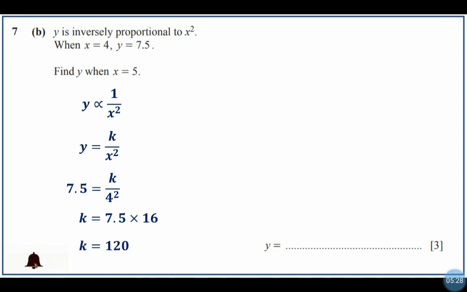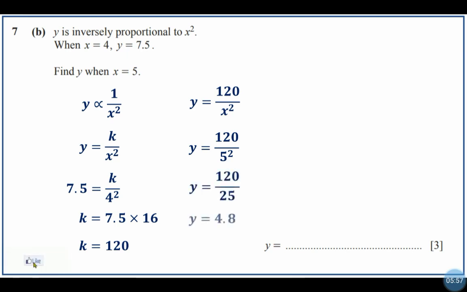After doing that, since k is already 120, I can go back into the equation that I made a while ago and change that k with 120. Now let's go into the question. Find y when x is equal to 5. So if you want to find y, change that x to 5. Then solve for the value. 5 squared is 25. 120 divided by 25 is equivalent to 4.8. So the value of y is 4.8.